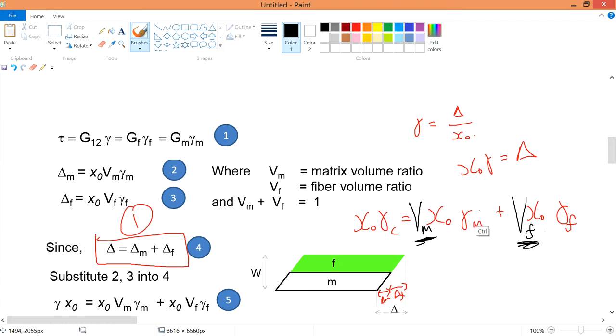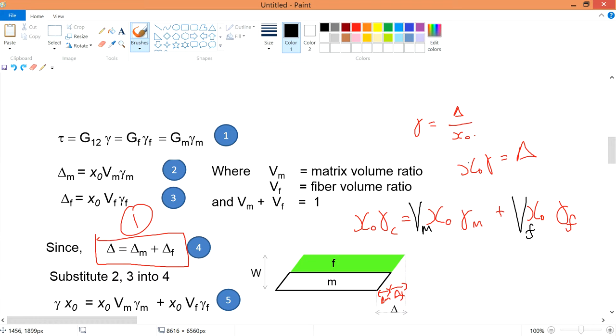This is just a simple ratio ensuring that this thing is equal to 1. So we set this as equal to 1. In order to have that be equal to 1, we will require a certain ratio also, and this is why this VM and this VF come in.